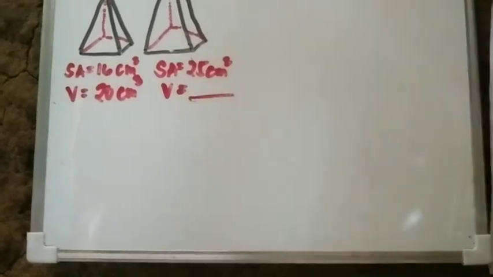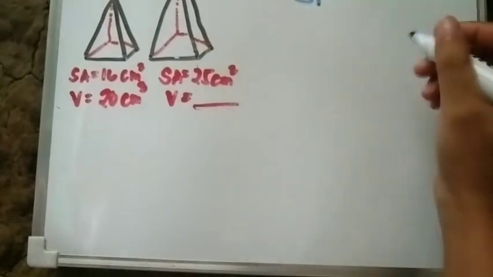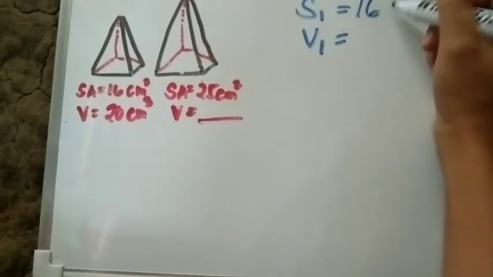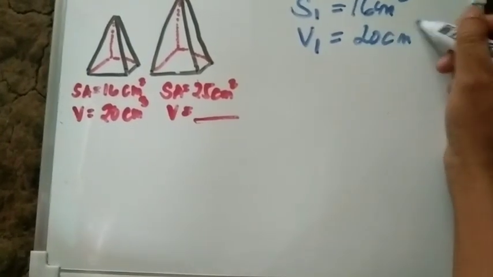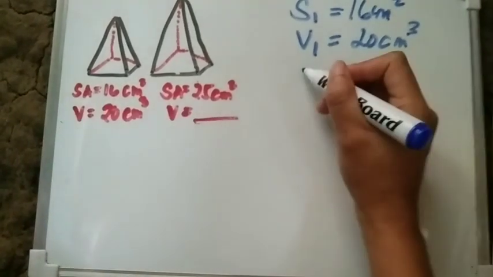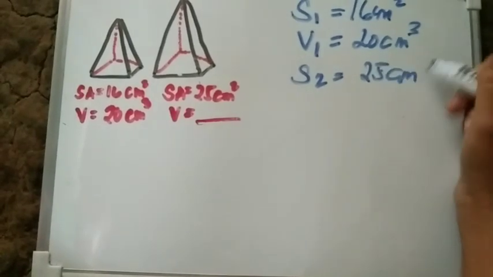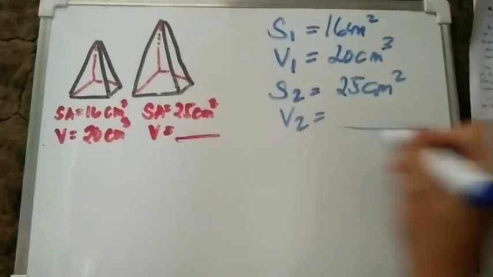So let S1 be our surface area for the smaller one, and V1 its volume. S1 is 16 centimeters squared, V1 is 20 centimeters cubed, and for our S2 we have 25 centimeters squared, and V2, or volume 2, is still unknown, so we will find that one.